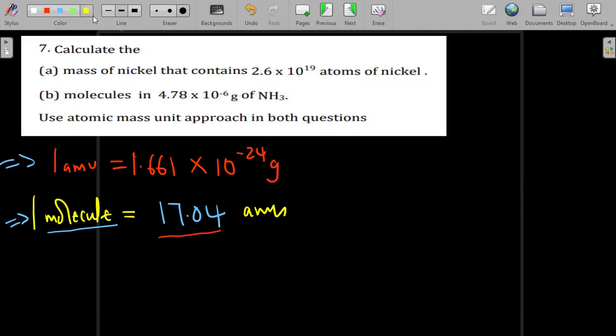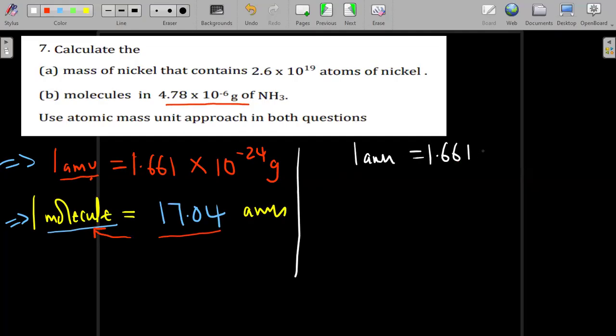The first thing that we are going to do here is convert the mass that we have to atomic mass units. And then once we have the atomic mass units, we can convert them to the number of molecules. So that's how we move. We're going to say that 1 atomic mass unit is equal to 1.661 multiplied by 10 to the power minus 24 grams. So what if I have 4.78 multiplied by 10 to the power minus 6 grams? What will be my atomic mass units there?